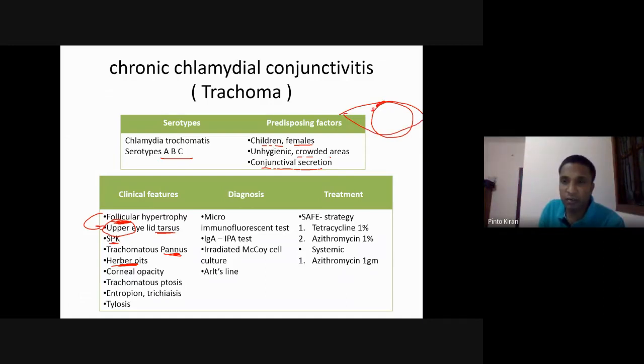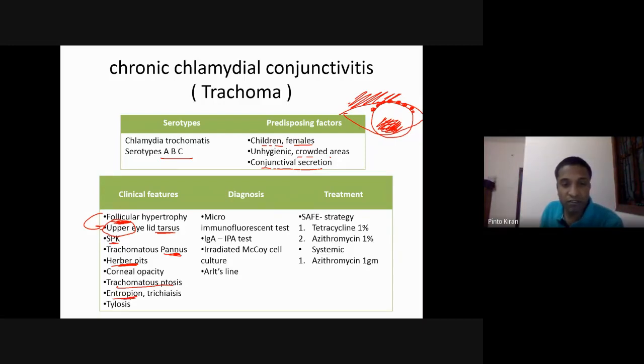Here in this part, what happens? The follicles rupture and form a pitted scar known as Herbert's pits. Then when the cornea is involved, you can have a corneal opacity. And because of the fibrosis of the conjunctiva, you can have a ptosis, that is known as a trachomatous ptosis.